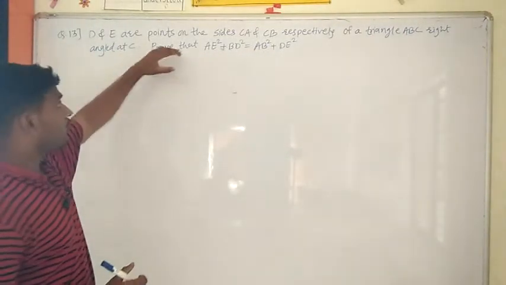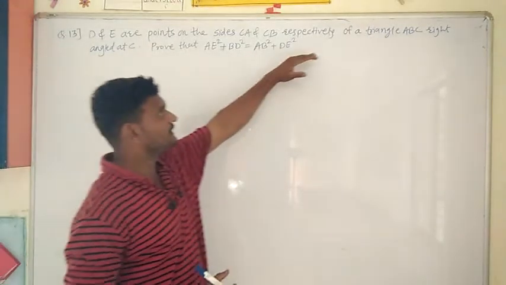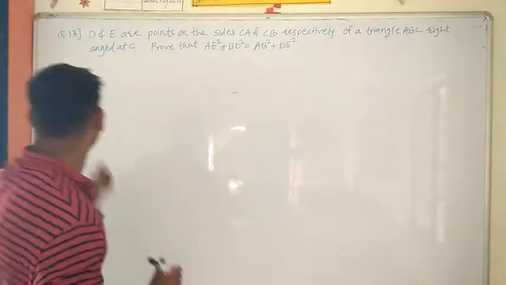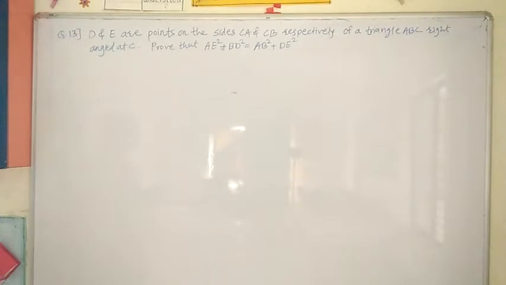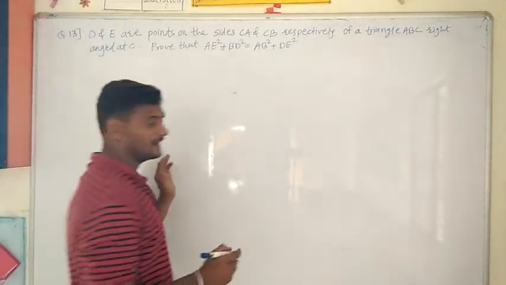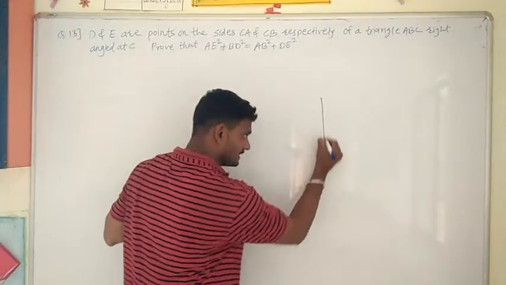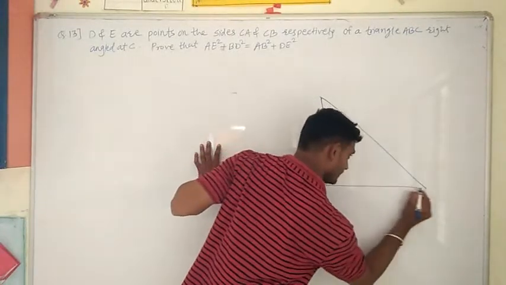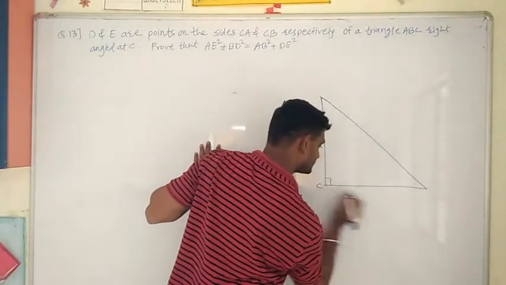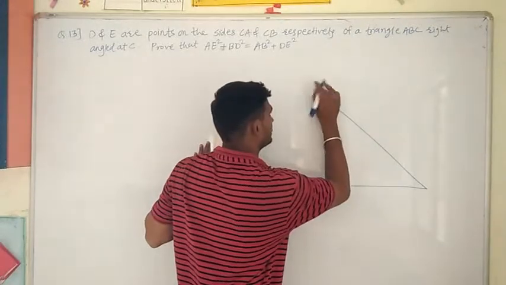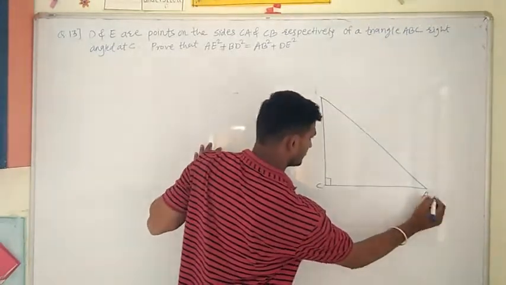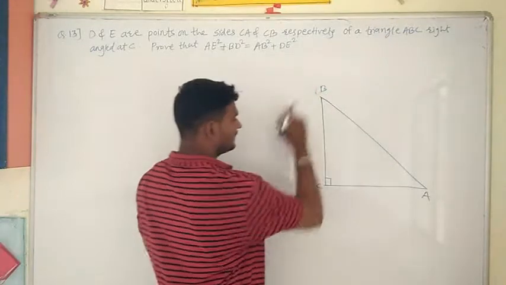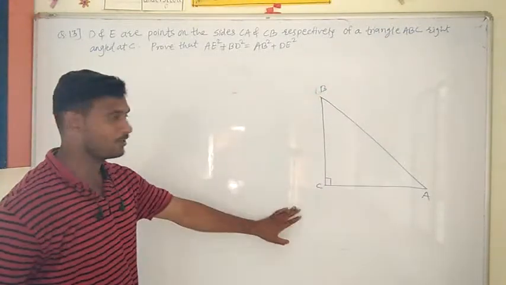D and E are the points on a side CA and CB respectively of a triangle ABC which is right angled at a point C. There is a triangle ABC which is right angled at C. I will draw the triangle ABC here. Suppose this is a triangle ABC which is right angled at point C.